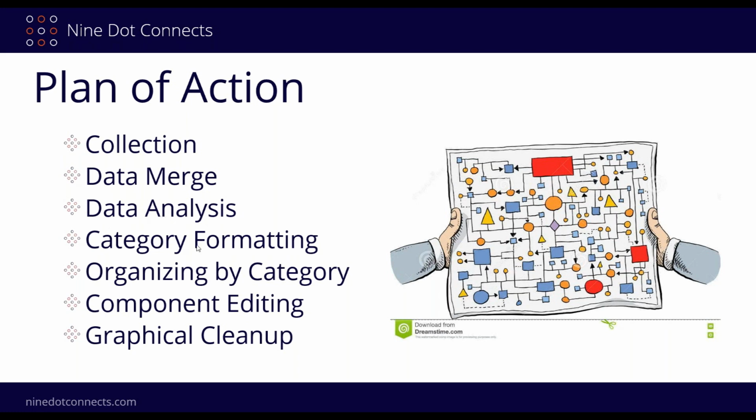The category formatting. So what you got from the definition, you start bringing that in, formulating it depending on what you think is best for you, whether it's in a table, in a database, in an Excel sheet, or in a series of Excel files. It's up to you. Organizing by categories, so taking everything you merge together and sorting them into their respective categories. Then the actual component editing themselves, filling in the missing blanks, or correcting the formats so that they all look the same. And then the graphical cleanup, which again is your symbols and your footprint. So let's go into these in more detail.